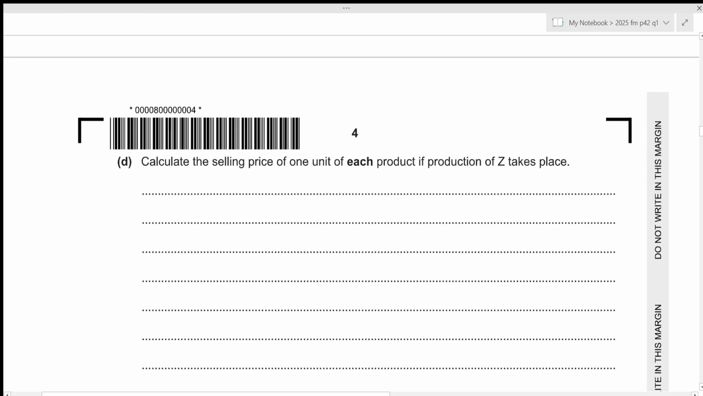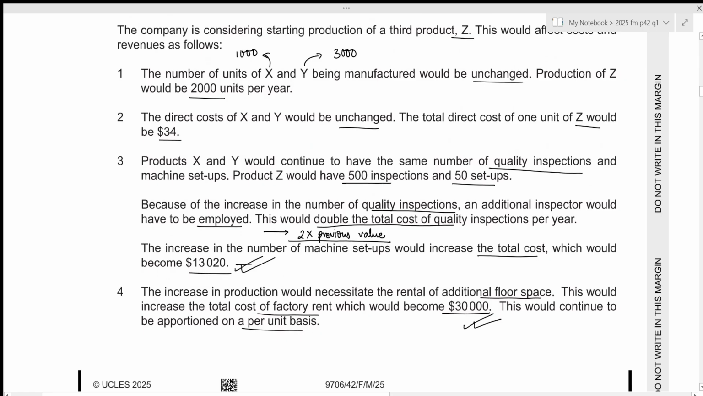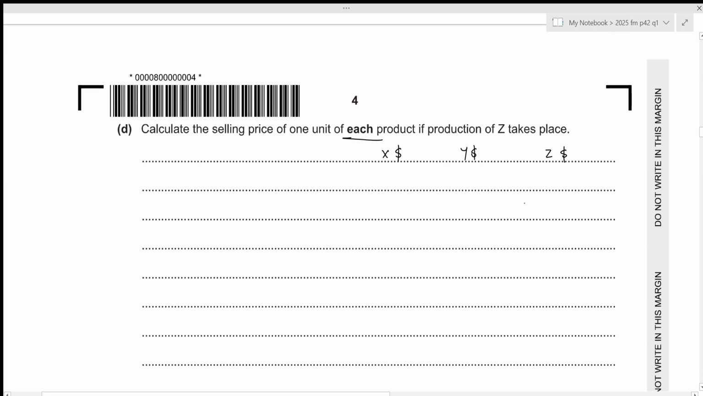We now need to calculate the selling price of 1 unit of each product if production of Z takes place. In this case, we have been given markup. So in order to figure out our selling price, we first need to figure out the per unit cost for each of the 3 products. Let's do that. We have X, Y, and Z. Now we can start with the total direct cost, because in this case for Z, we have been given the total direct cost and not the individual values for our direct material and direct labor. So that would be 34.